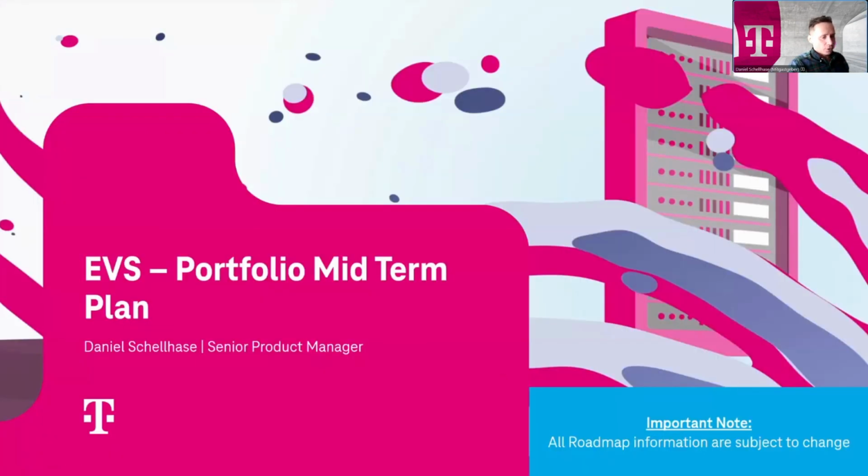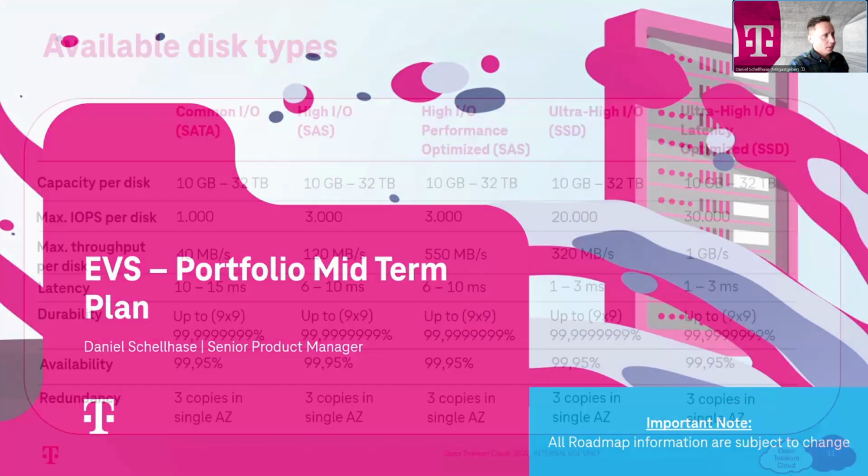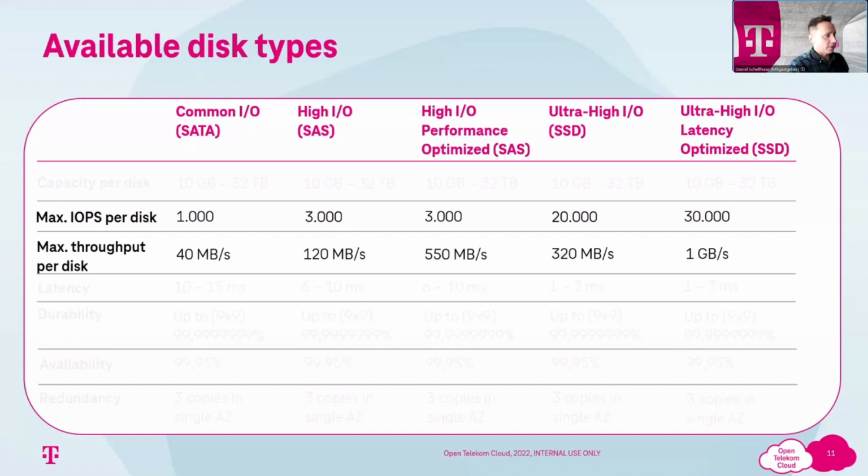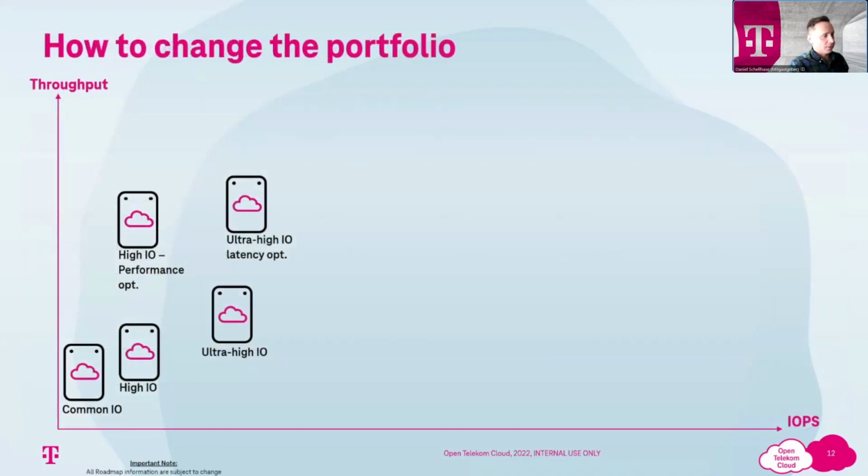Now I would like to give you a preview about the EVS and the portfolio plan, what we are doing. So you see here the available disk types which we have right now. And I would like to focus on the IOPS and the throughput per disk. What we are going to do is a change inside the portfolio. So what will happen now? We will implement the Extreme IO disk type, with a maximum of 128,000 IOPS available.